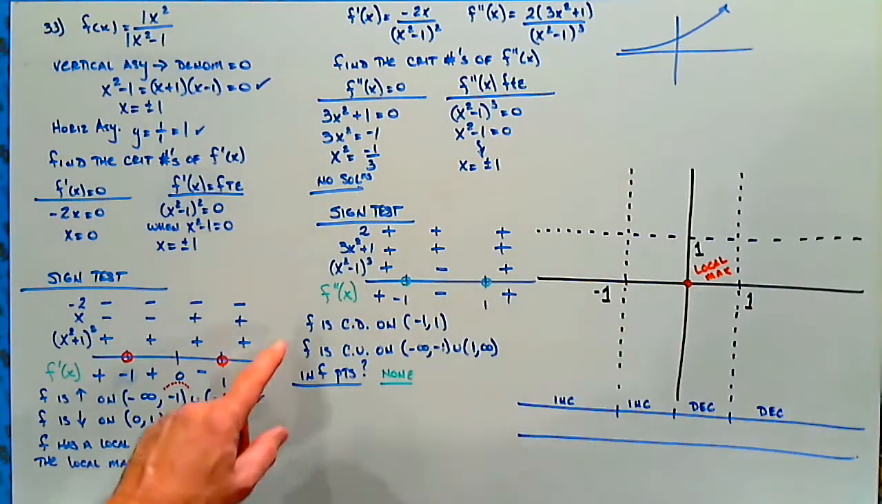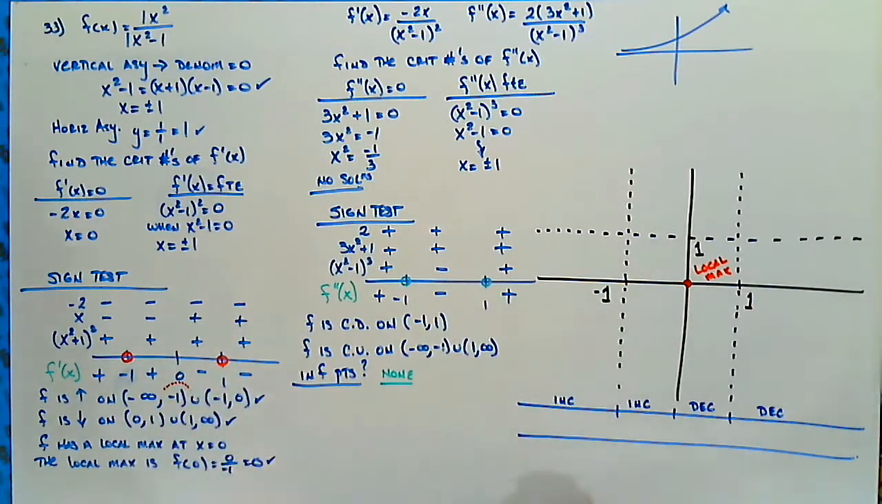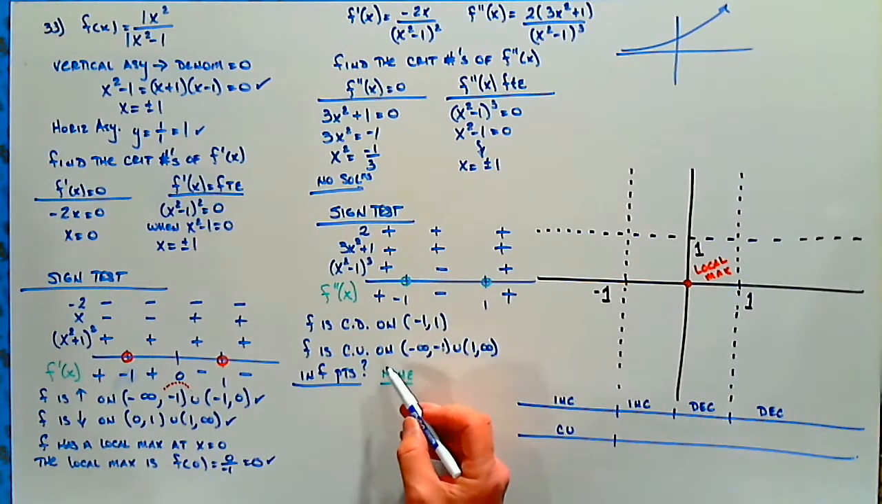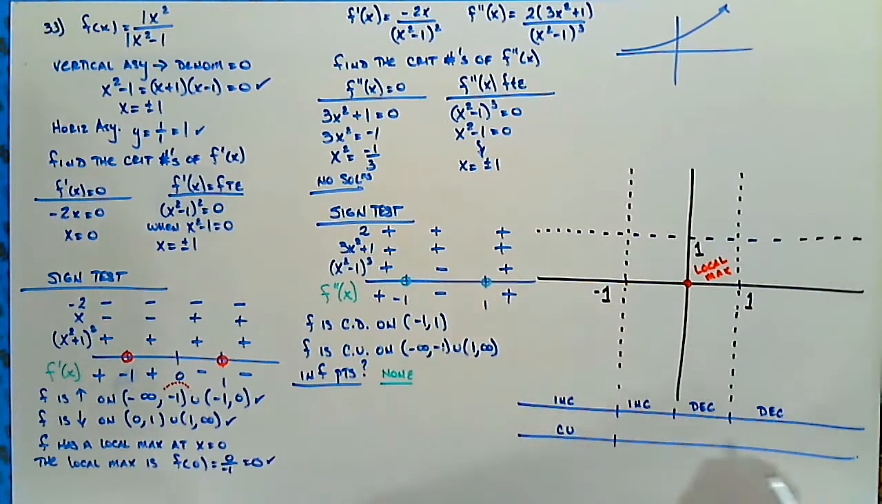So we have this when it comes to increasing and decreasing. Then what about for our concavity? Well, we're concave up from negative infinity to negative 1. That's here. Now we're concave up also from 1 to infinity, over here. And then we're concave down across this interval right here.